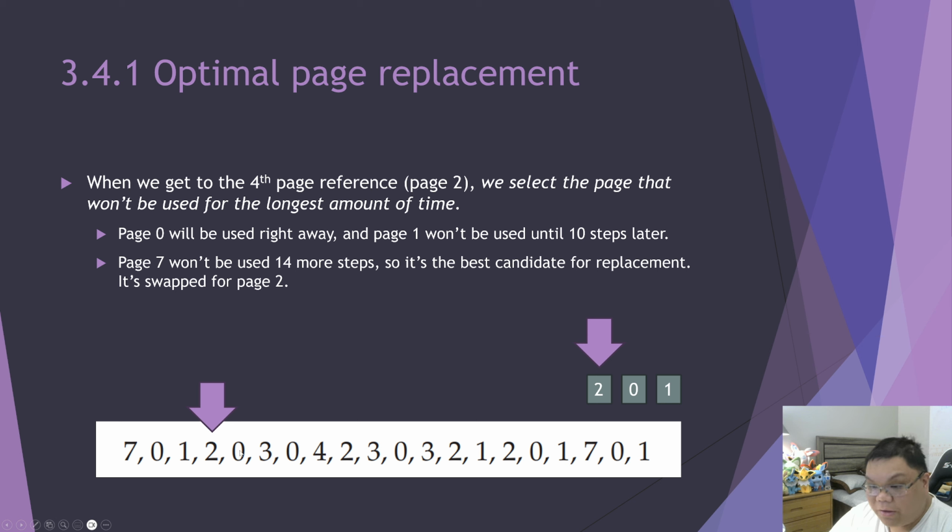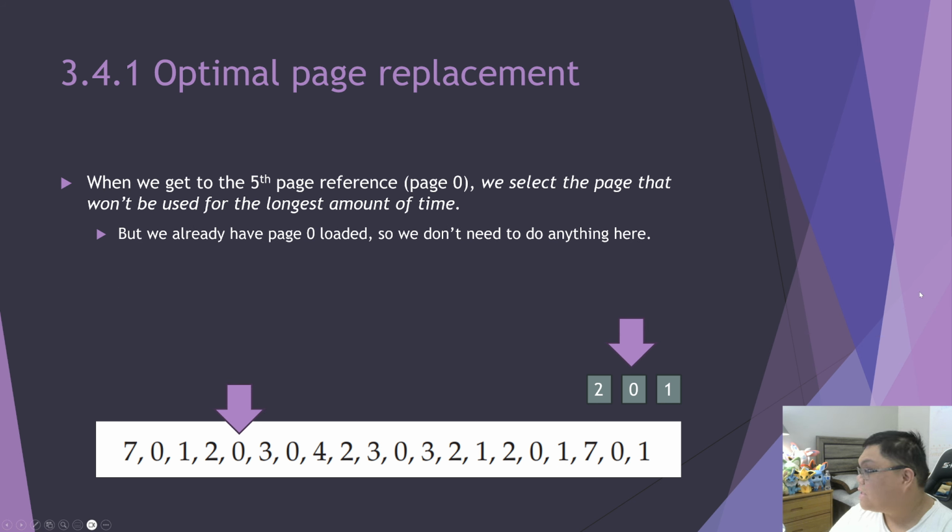From page 2, we know we're going to see page 0 again. From page 2, we know we're also going to see page 1 again, but that won't be for several more page references. But the same is true for when we access page 7, but look, that's even further ahead. So, page 7 is the best candidate for replacement. So we remove page 7 from our page frame, and we put page 2 in its place.